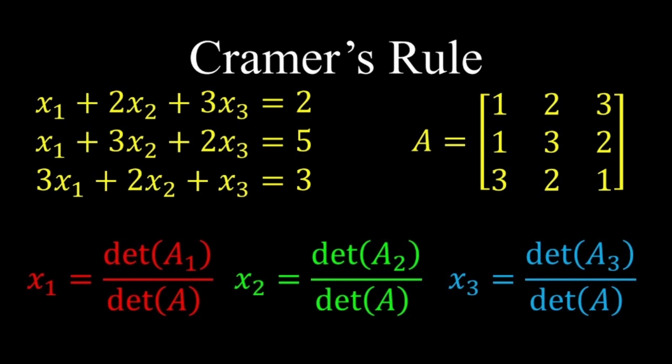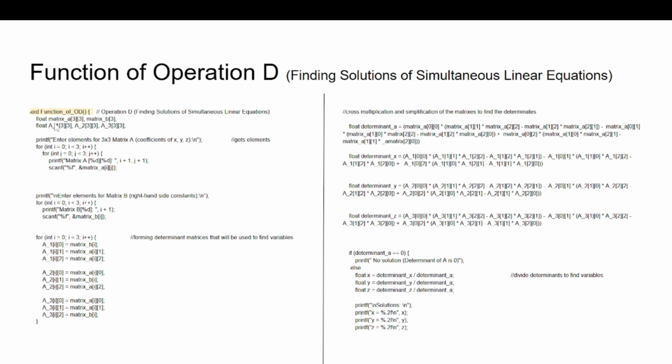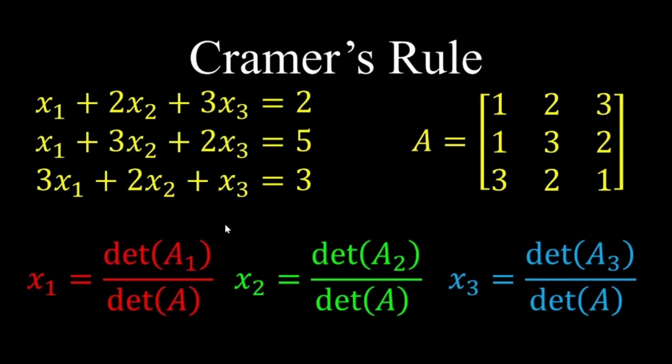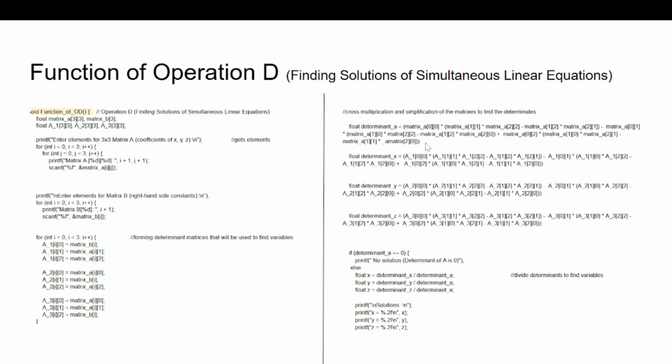Here is Cramer's rule, which is what we did for finding solutions of simultaneous linear equations, or operation D. This is basically Cramer's rule and how to find those solutions, and the picture I used for this operation. We start the same way by initializing the matrices, getting the elements, but this time the column and row amount is fixed for A and B, because in order to do this, A needs to be a 3x3 and B needs to be a 1x3. And then we get the elements of A here, we get the elements of B here, and then just like in Cramer's rule, we need the determinant A1 of this matrix here, and 2 and 3.